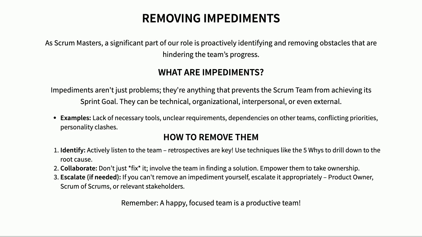It's crucial that we work collaboratively, involving the team in finding solutions and giving them ownership of those fixes. And sometimes, if we can't handle it ourselves, we need to escalate it to someone who can, whether it's the product owner or another Scrum Master. Ultimately, our goal is a happy, productive team, so let's keep tackling those obstacles.